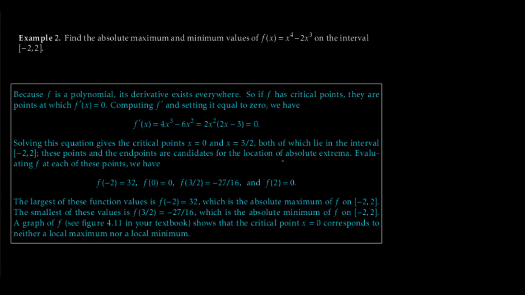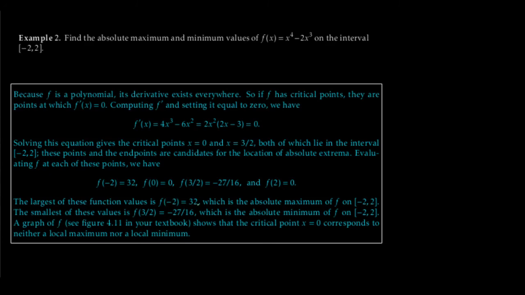If we evaluate f at each of these points, we see the following. f of negative 2 is 32, f of 0 is 0, f of 3 over 2 is minus 27 over 16, and f of 2 is 0. I'm not going to show exactly how to do all these. We have calculators. Just plug it in. It's pretty easy to see that the largest of these values is f of negative 2, which is 32.